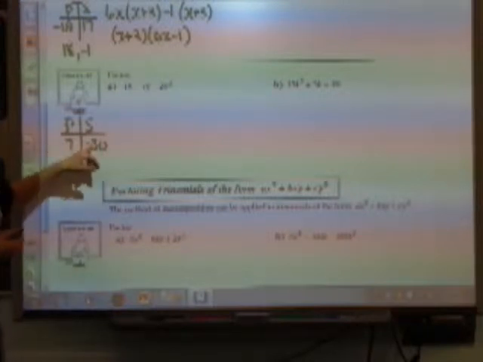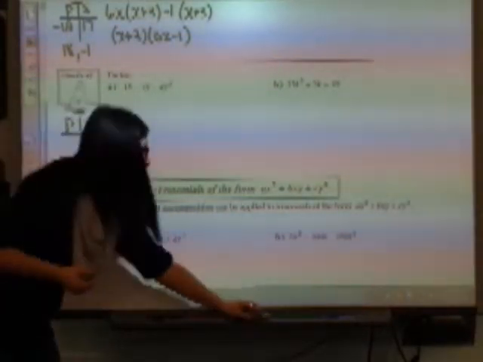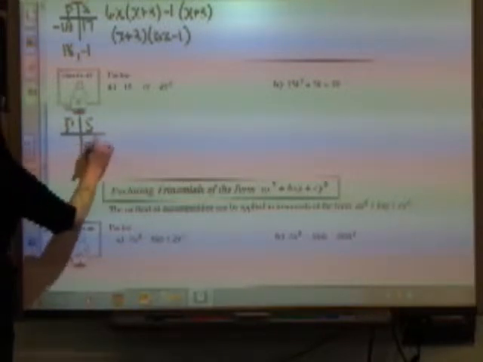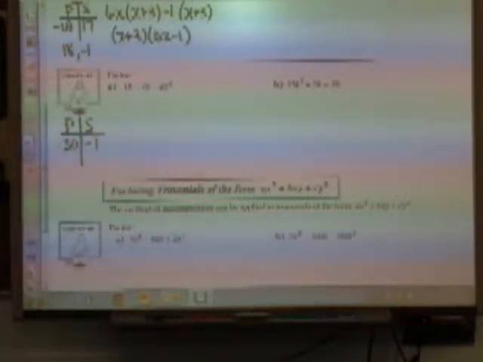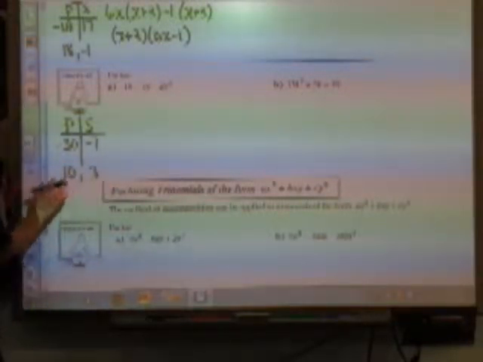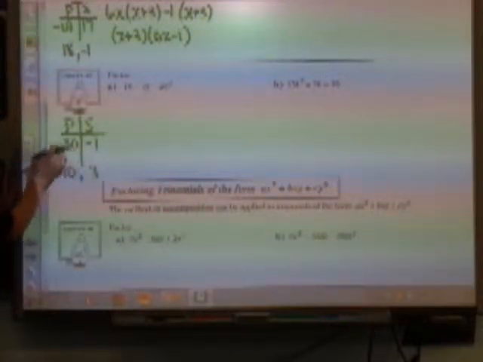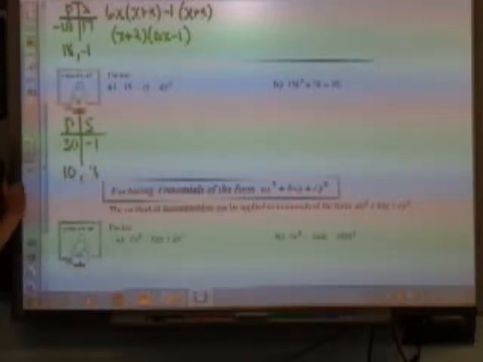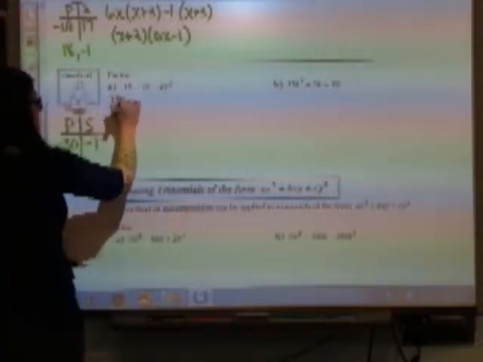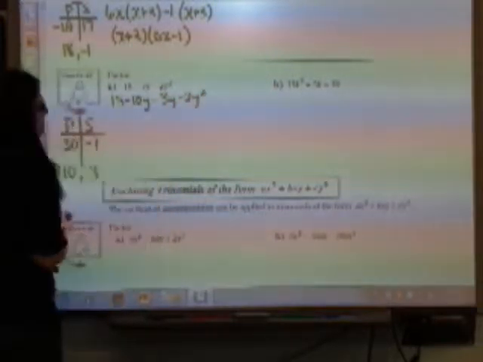So 2 numbers that multiply to negative 30 and add to negative 7. Oh, I've got that backwards. Add to negative 7, multiply to negative 30. So my 2 numbers become 10 and 3 because the difference between them is going to be 7, and the multiple will be 30. And because this is a negative 30, that's how I knew to make this a difference. To make it a negative 7, I make that a negative 10. So I've got 15 minus 10y minus 3y minus 2y squared.